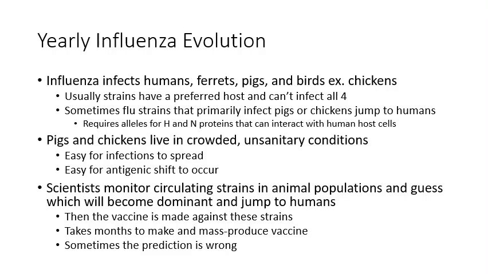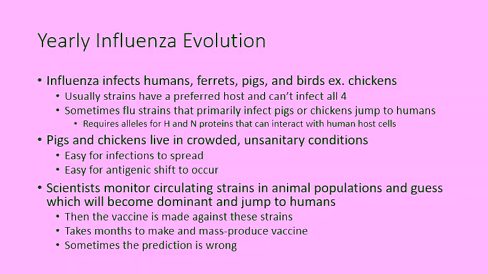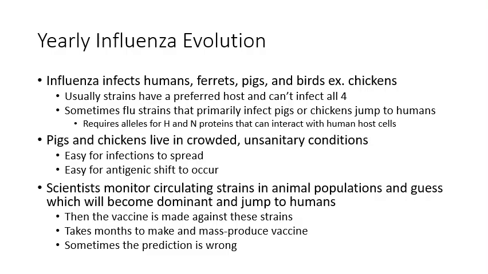So, of course, every single year we have new flu vaccines coming out, and that's because we have new flu strains coming out every year. You always have antigenic drift going on, and some years we also have antigenic shift, ultimately creating new flu strains.